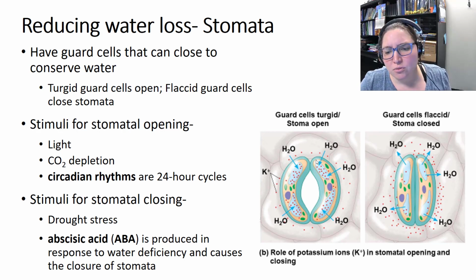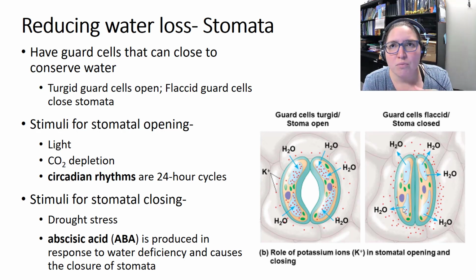So the stomata are the pores in the leaf, and around the stomata you have these guard cells. The guard cells actually open and close the stomata. When the guard cells are turgid, or full of water, it's like a full balloon in a way that opens the stomata. When the guard cells are flaccid, that closes the stomata. Some stimuli for opening of the stomata would be light.